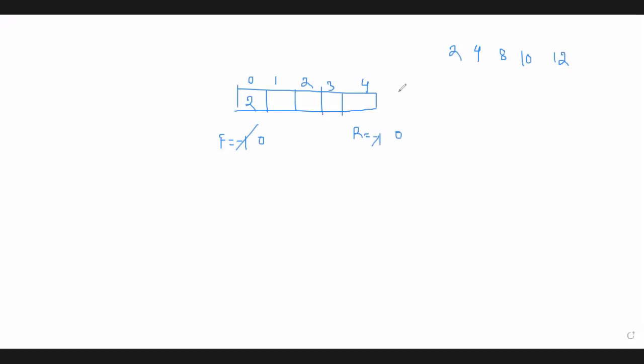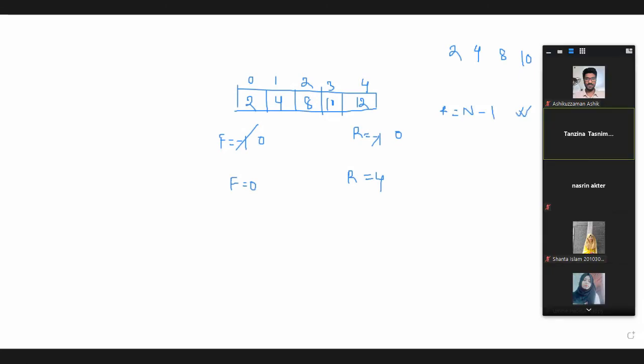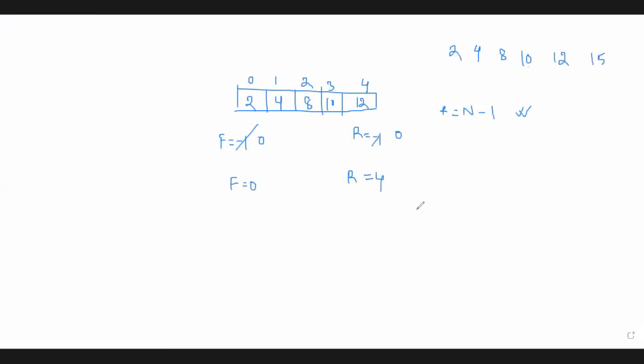And after that, in the same way, we can insert these 4 elements. Before inserting a new item, we have to increase the value of R by 1. Then these items can be inserted: 4, 8, 10, and 12. Now in this queue, the value of front is 0, which means that 2 is the first data element and rear equals 4. That means 12 is the last data element. And is it full? Here R equals n minus 1, right? What is the value of R? R equals 4. That means R equals n minus 1. This condition is true. So the queue is full. Right? That means we can't insert 15 in this queue.